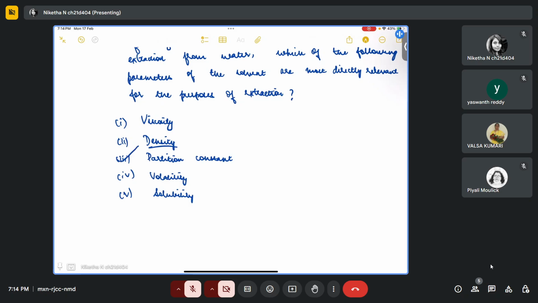And the next is volatility. After extraction, when we try to separate the analyte from the solvent, it is important that the solvent should be volatile so that we can easily separate the solvent from the analyte. And then comes solubility. It is important that the chemical should be highly soluble in the solvent. So this is also correct. So the last three options are correct.